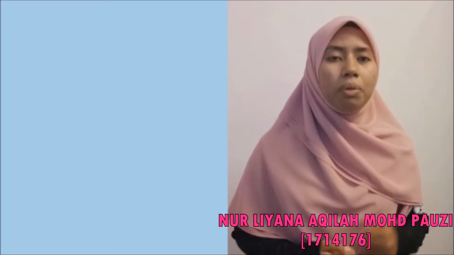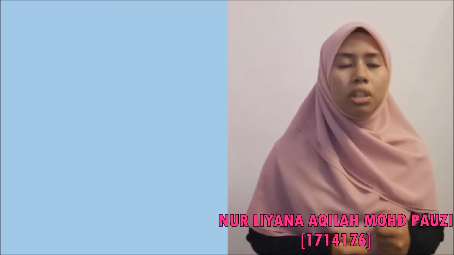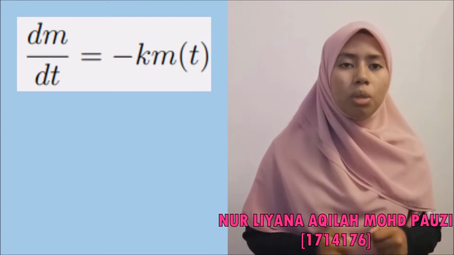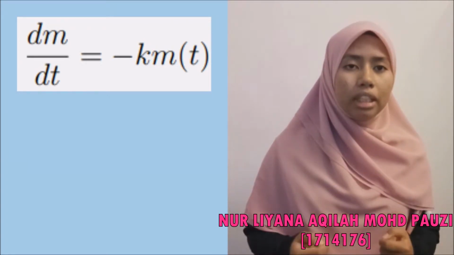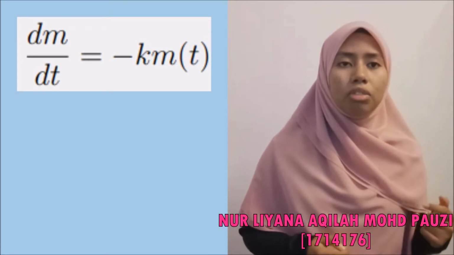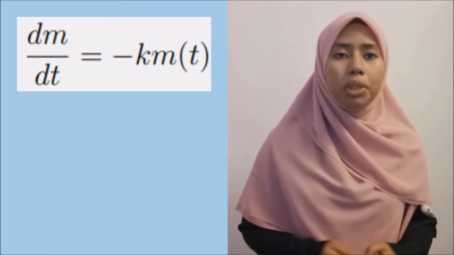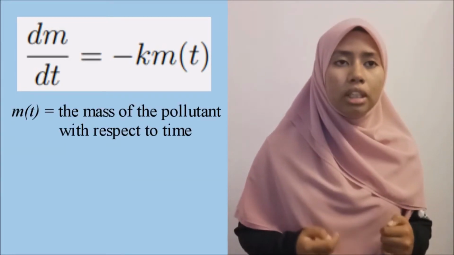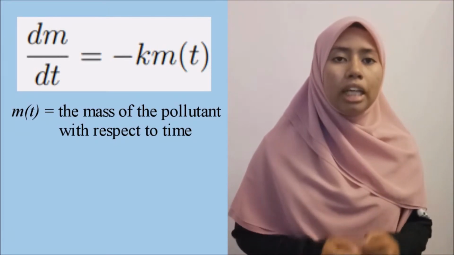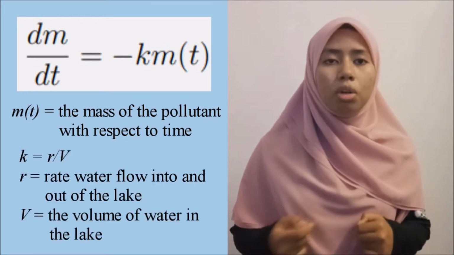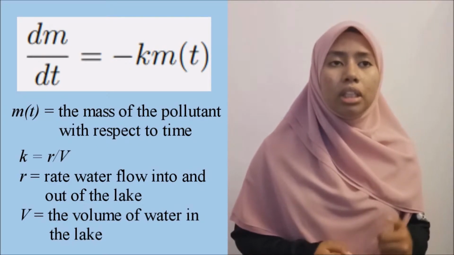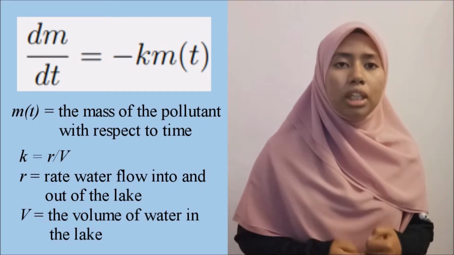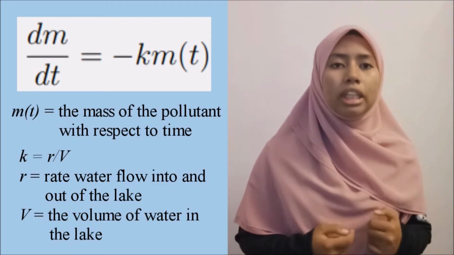So now I will briefly explain about the model. The model that we choose is dm over dt equals negative k m(t). So what does each variable in the model represent? First, m(t) is the mass of the pollutant with respect to time, and k is equal to r over v, whereby r is the rate of water flow into and out of the lake, and v is the volume of the water in the lake.